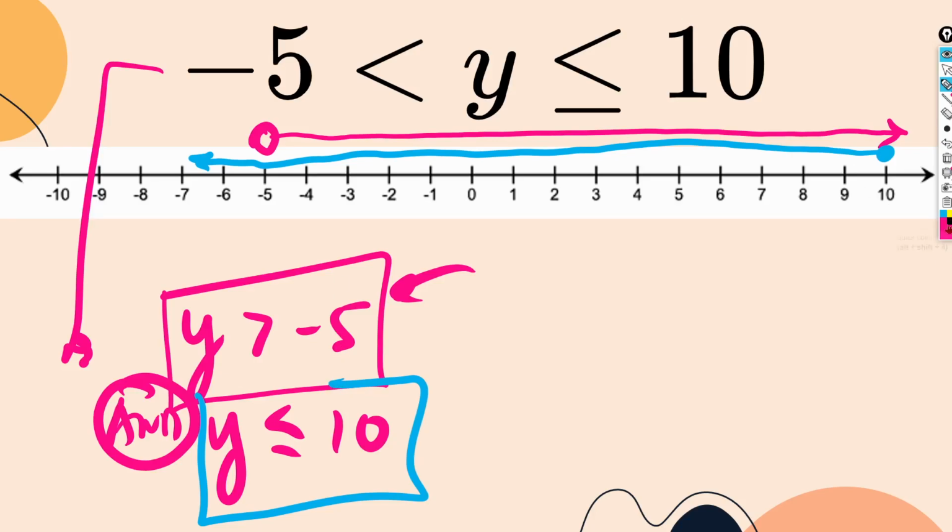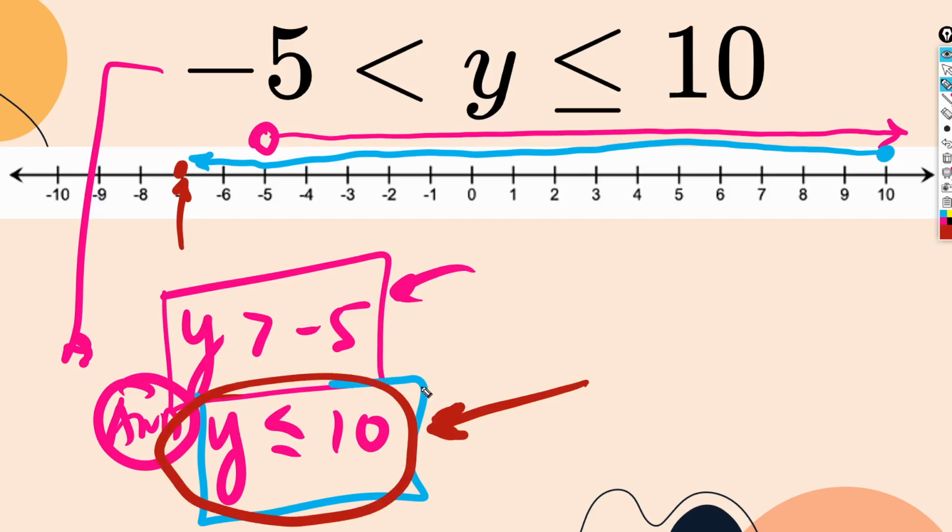So if you look at some of the points here, say negative 7. Is negative 7 a possible candidate for y? It's a possible candidate if we're only talking about the second inequality, that y is less than or equal to 10. But remember, our compound statement is an and statement, so it also has to be greater than negative 5. But negative 7 is not greater than negative 5. So hindi siya kasama.